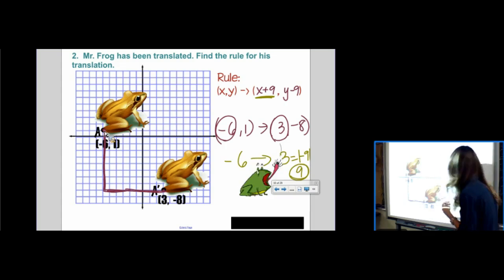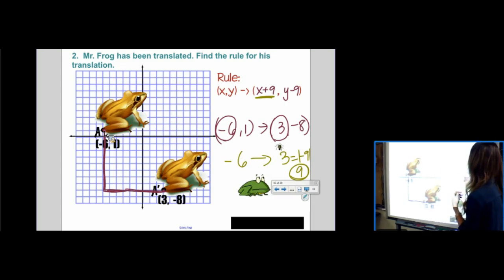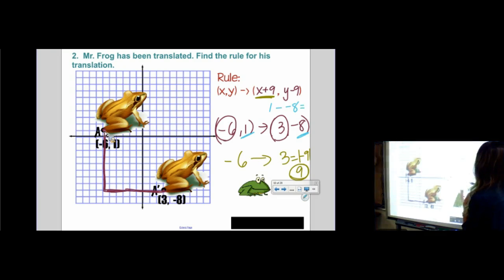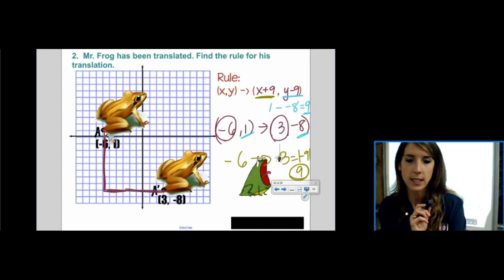So you do the same thing with the y. So I've got 1, -8. I told you to subtract them every time, all the time. 1 minus -8 gets us 9. And we know we're going down. So we need to do y minus 9.